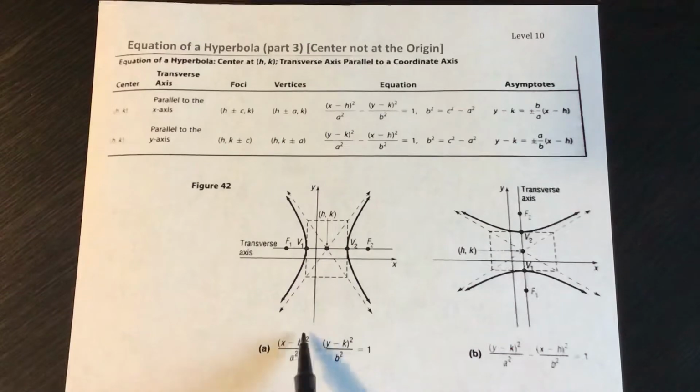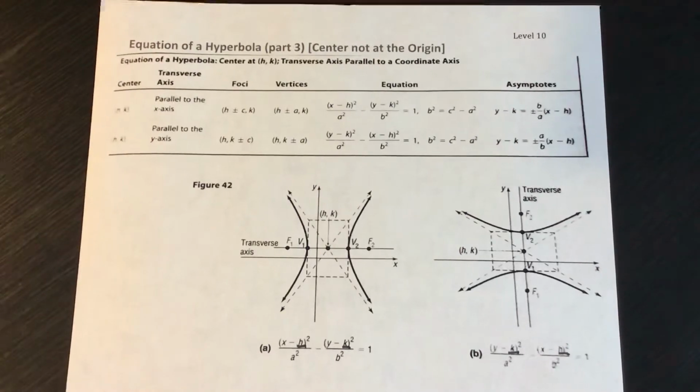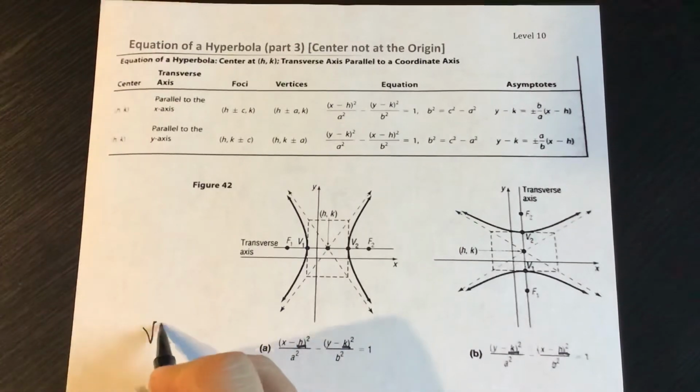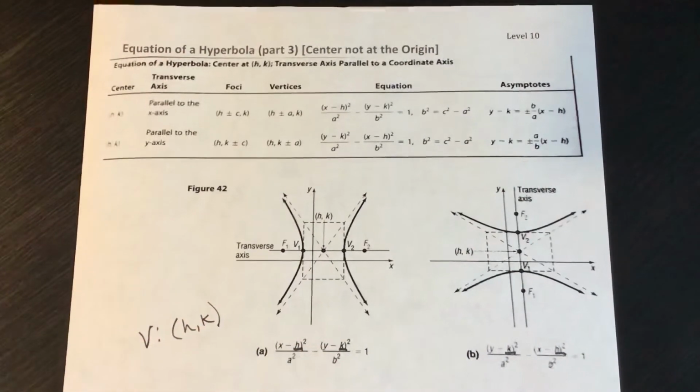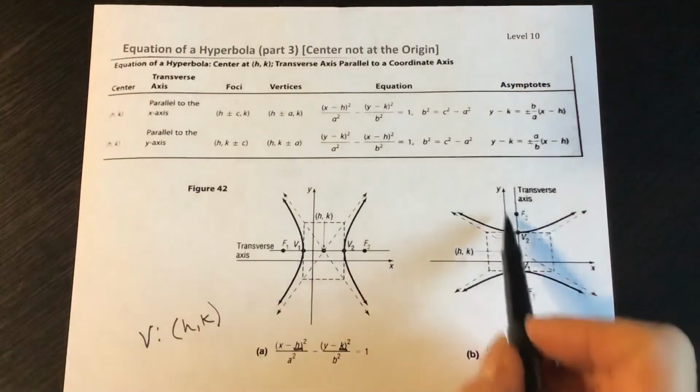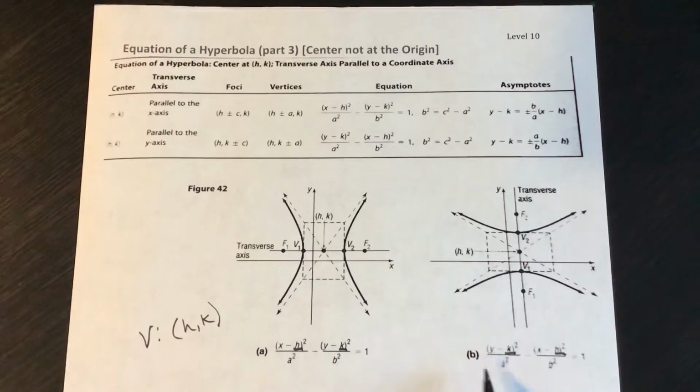So just here we're looking at our h and k values being subtracted from x and y. All right, so now our vertex is going to be at h and k instead of 0, 0. If the transverse axis is parallel to the x-axis, our x term has to go first. If the transverse axis is parallel to the y-axis, our y term of the equation has to go first.